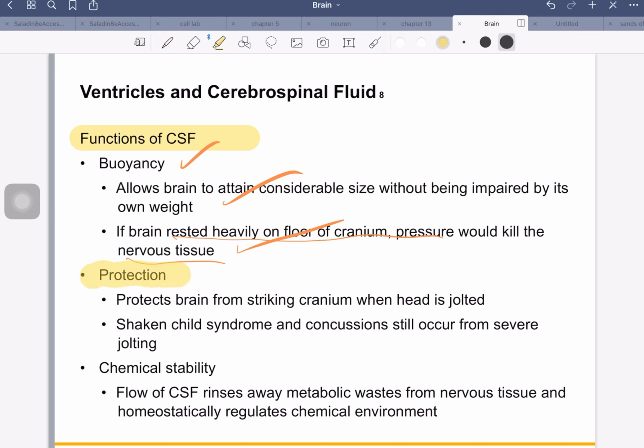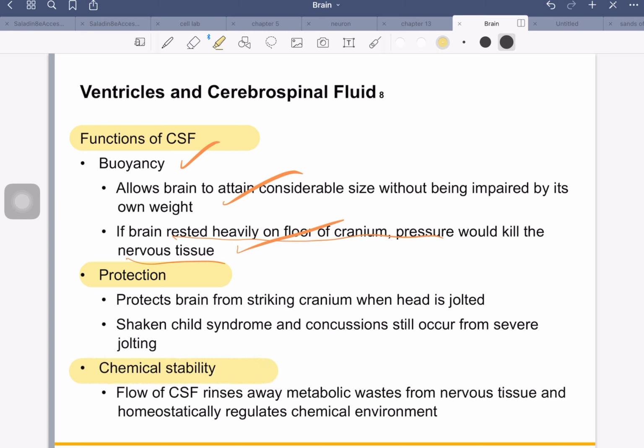The next thing is protection. It also protects the brain from striking the cranium when the head is jolted. So, quick motions of the head. The brain is independent from the actual bony tissue, although it's quite close to it. That water layer just gives you a little bit of protection. Now, it's not fabulous protection. It's not designed for you to fall off your bike without a bike helmet and hit your head, or sadly something like shaken child syndrome, where you can still get injuries to the brain.